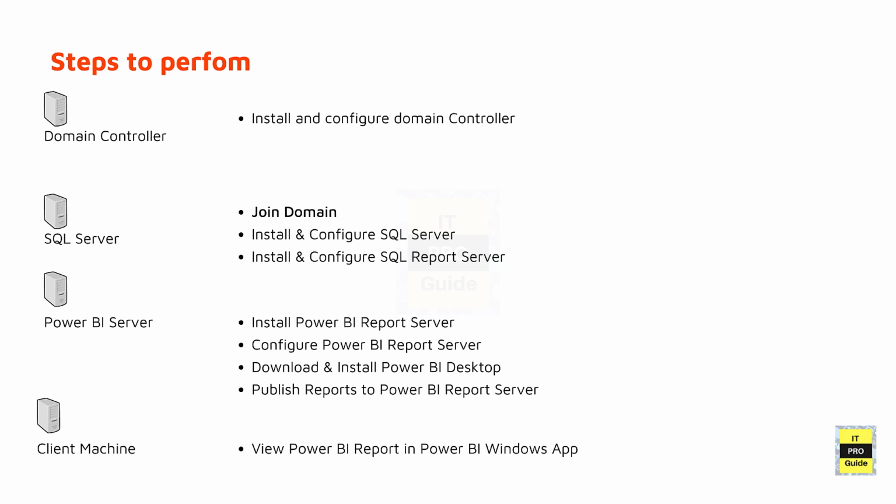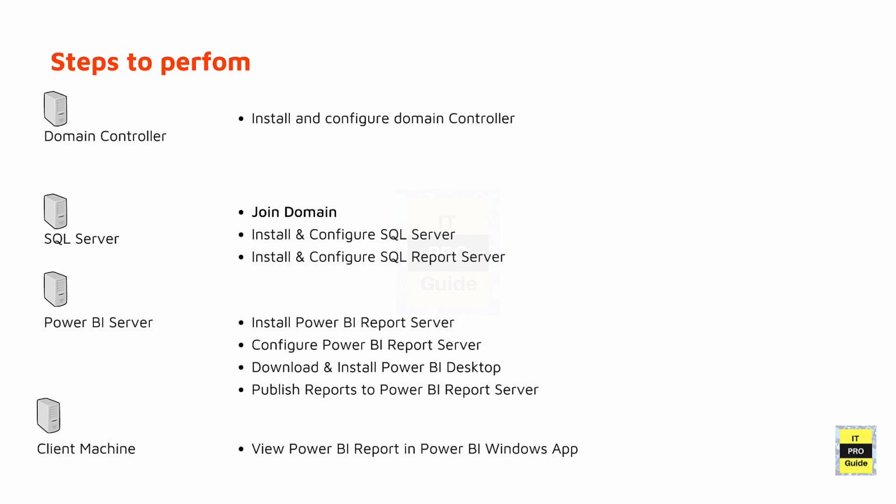Once we're done with the SQL Server, the next step is to set up Power BI Server. We have to download and install Power BI Report Server, then configure it. Once we've done that, we can download the Power BI Desktop application, then create Power BI reports, and then publish them. We can save into the Power BI Report Server.